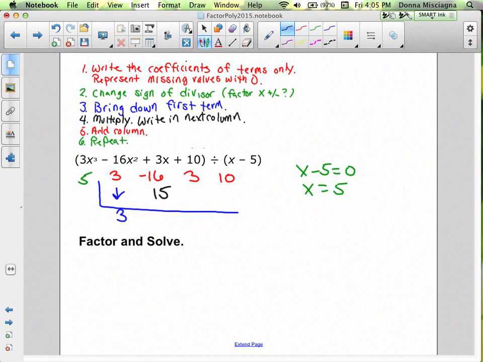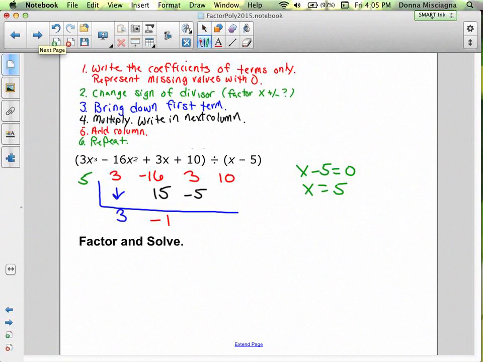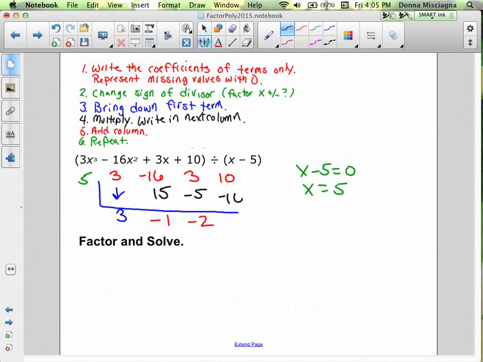We add. Negative 16 plus 15 is a negative 1. We multiply. Negative 1 times 5 is a negative 5. We add. 3 plus negative 5 is negative 2. We multiply. Negative 2 times 5 is a negative 10. And then we add. Negative 10 plus negative 10 is 0.